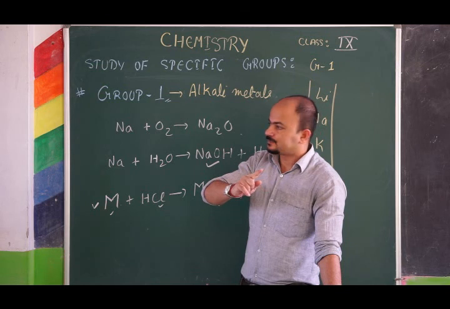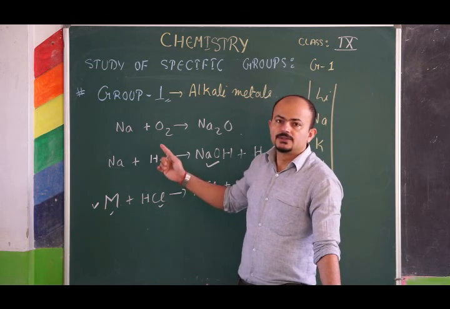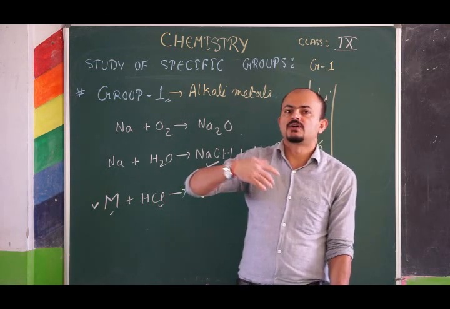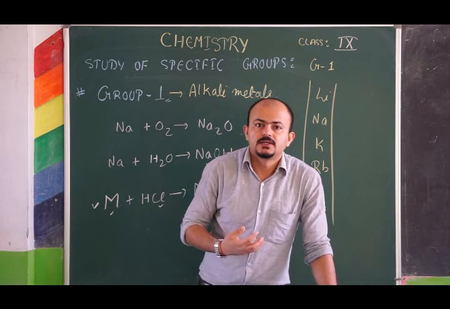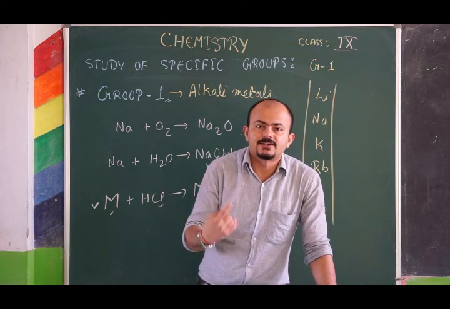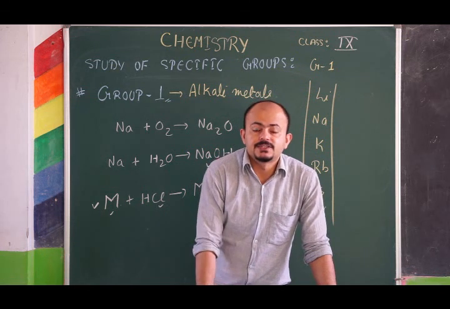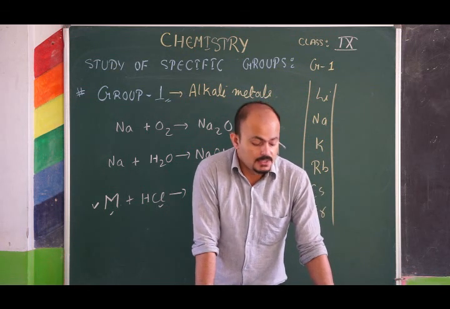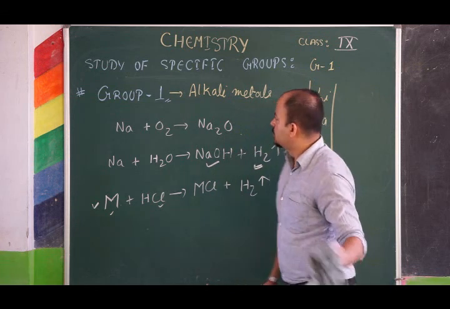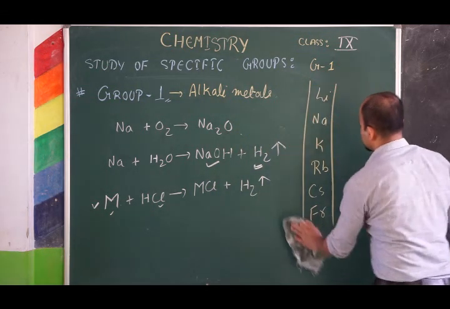And every time they tend to lose this one electron to be stable, and since it loses this one electron, it always acts as a reducing agent, and this is very important. Now let's discuss group 2 metals.